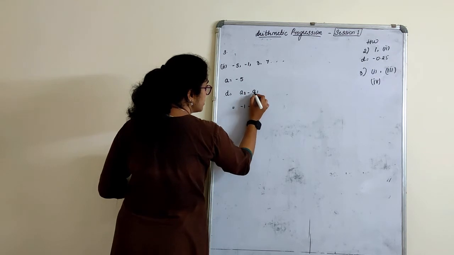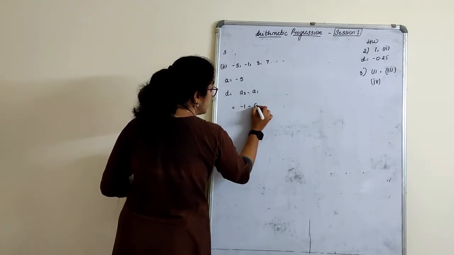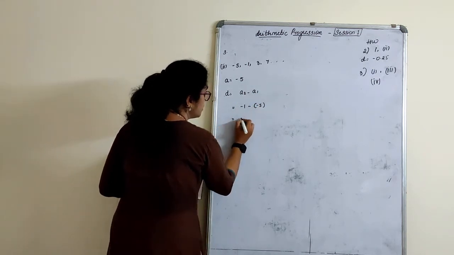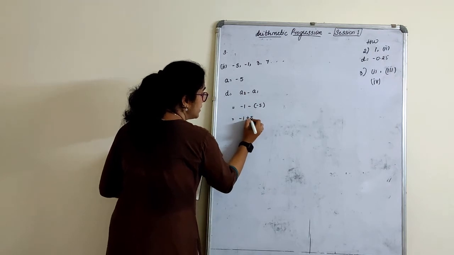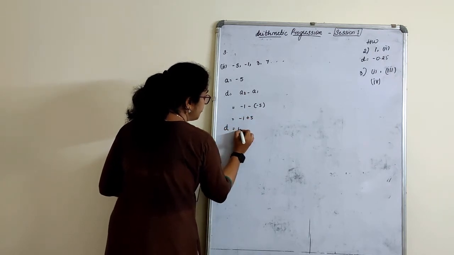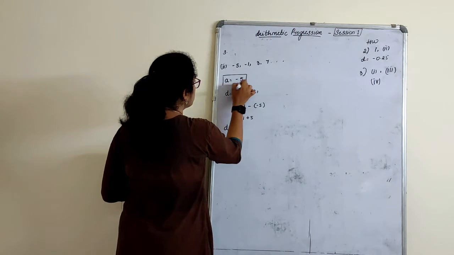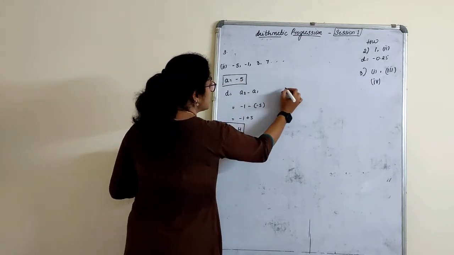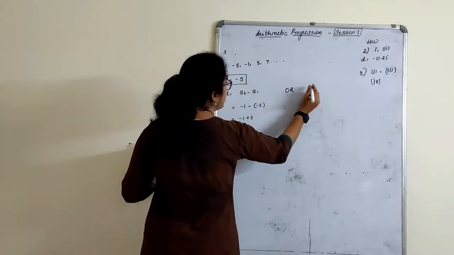Formula here as it is. What is the first term? It is minus 5. Minus 1 plus 5. So the common difference is 4. Over. Why only this? Okay, I'll make it still very simple.